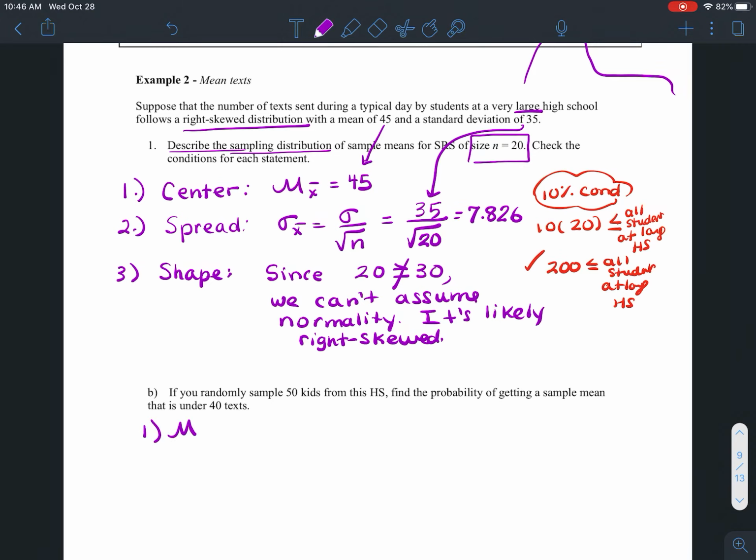So we're going to run through and fill out here what if the sample size was 50 instead of 20. Okay, and they want us to find a probability here of getting a sample mean of under 40 texts. Okay, so we're going to keep our center at 45. The spread is going to be different. It changes anytime your sample size is different here.